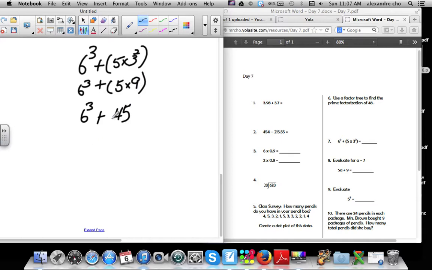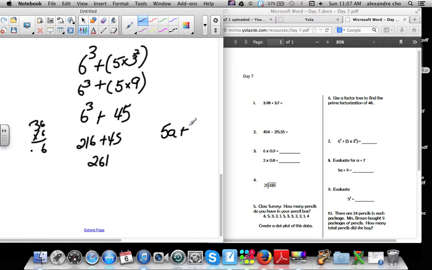Okay, nothing else to do in the parentheses, so I can even take it out. 6 to the 3rd is 6 times 6, which is 36. And then times 6 is 36 times 6, this is a 6, 216 plus 45. And that equals 261. Okay. 7.